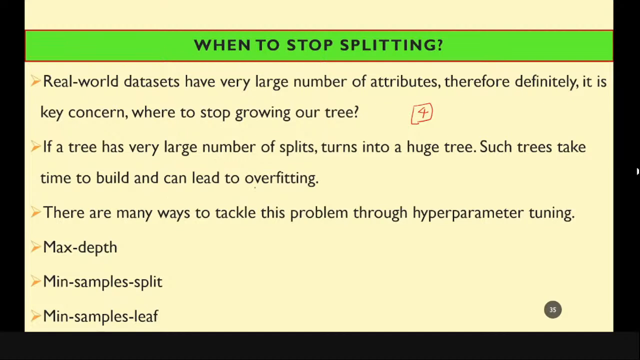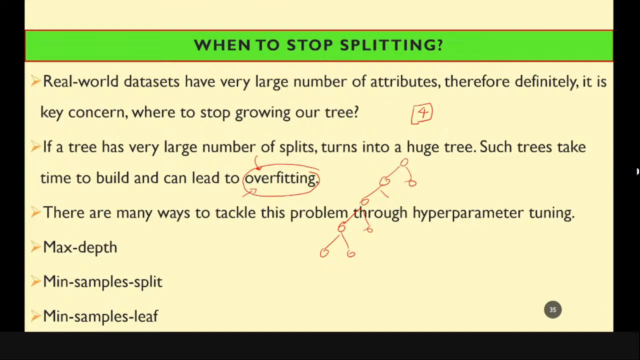and such a tree takes time to build and can lead to overfitting. So here, the point is that when we build the tree with a very long depth covering each and every point, it may suffer from overfitting. And when an algorithm suffers from overfitting, it performs well on the training data, but it lacks performance on the test data.